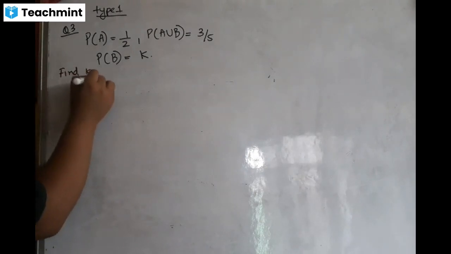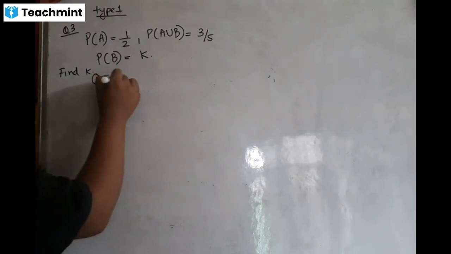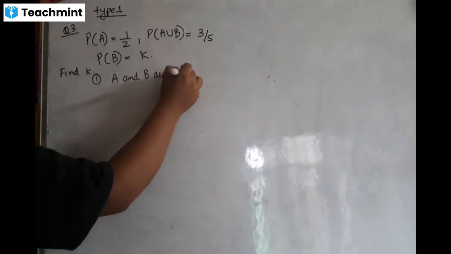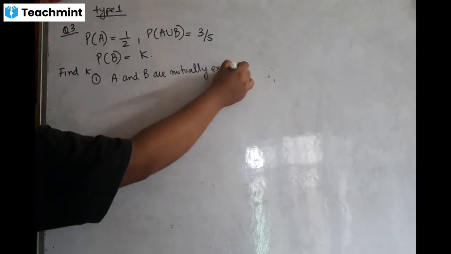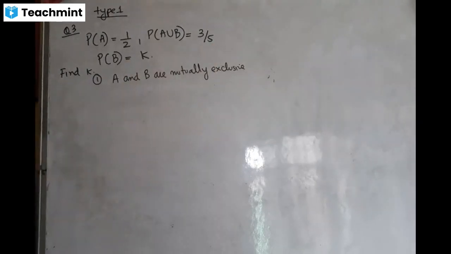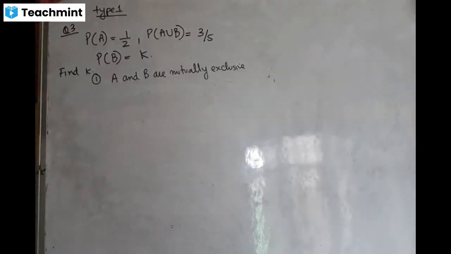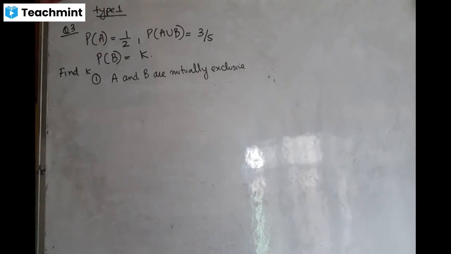Find k. Number one, if A and B are mutually exclusive. This is the first one. Can you see, everyone, the whiteboard? Yes, sir. Okay. Can anyone tell me what is the condition?